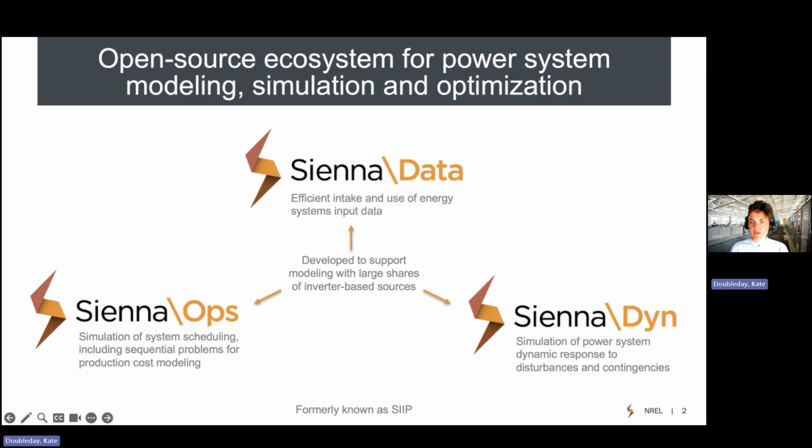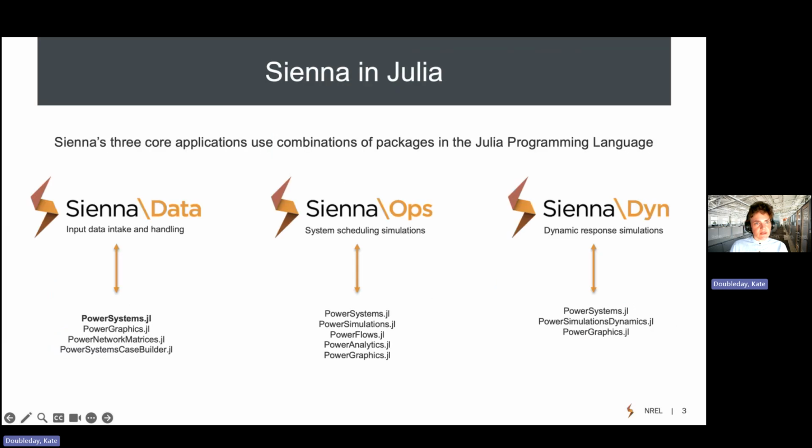that within Sienna Ops. The third application is Sienna Dyne, which enables system transient analysis, including small signal stability and full system dynamic simulations. Each of these 3 applications is built on a combination of packages in the Julia programming language. So today we'll be focusing on Sienna data and specifically inputting data using PowerSystems.jl.